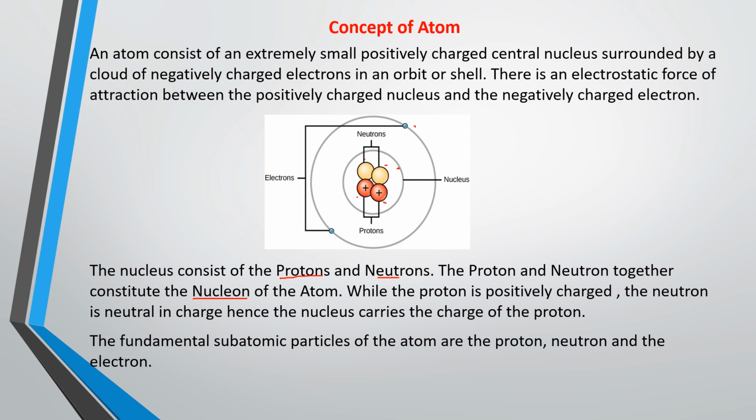Then in an atom you have subatomic particles, and the subatomic particles are the proton, the neutron, and then the electrons. Those are the subatomic particles of the atom. So this is just a brief introduction to the structure of the atom and what is inside the atom. But there are other things that we need to learn concerning the atom.